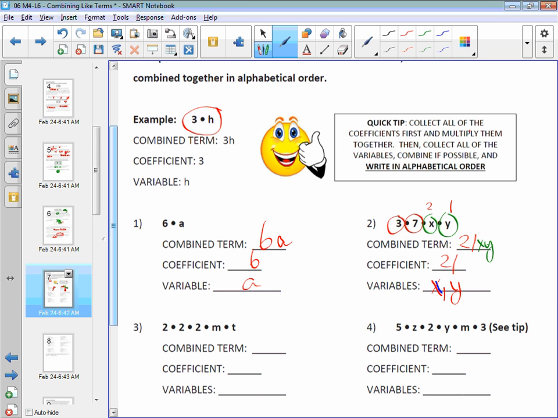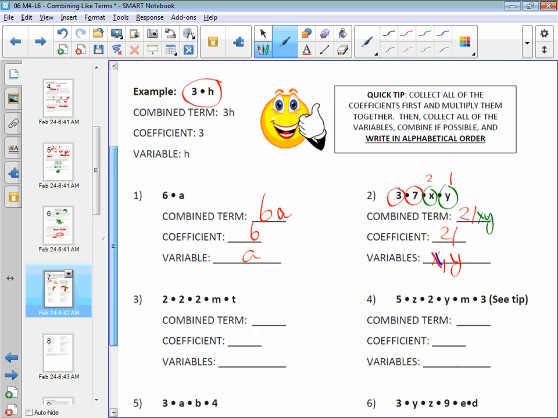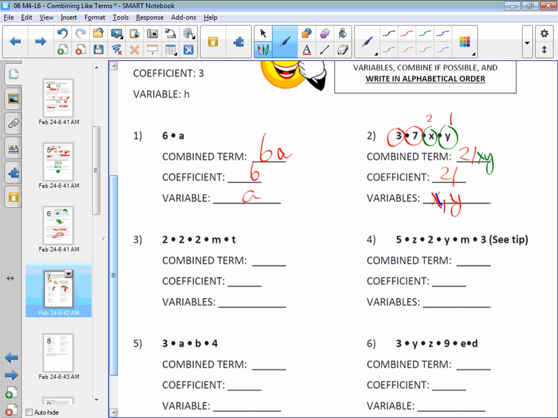Alright, what about number 3? Put it all together, combine all of your numbers, combine your variables, and make one term. Then I want to point something out to you. If you want to give it a try, I'll walk you through it. You ready? 2 times 2 times 2. 4 and 8. Good. Numbers are done.